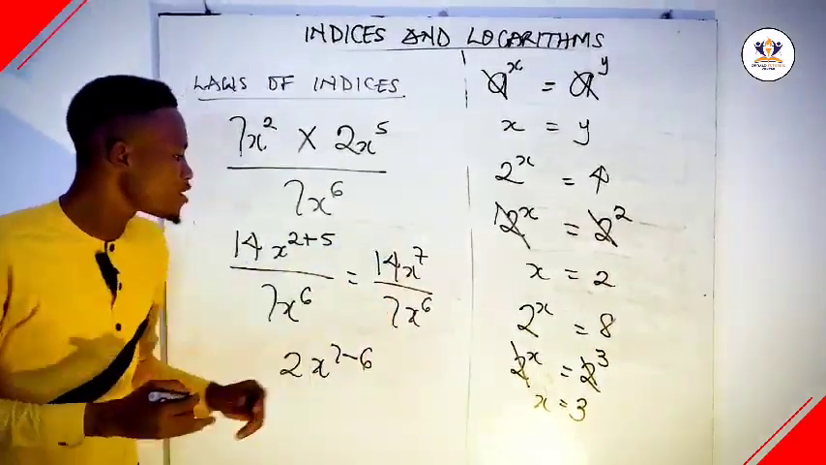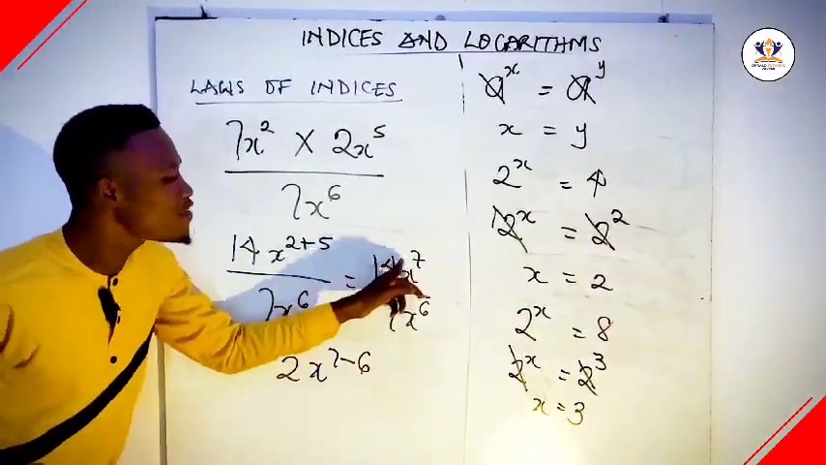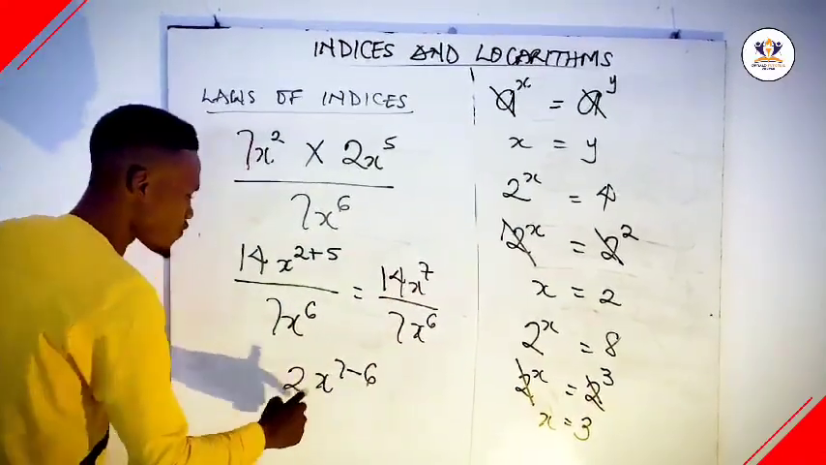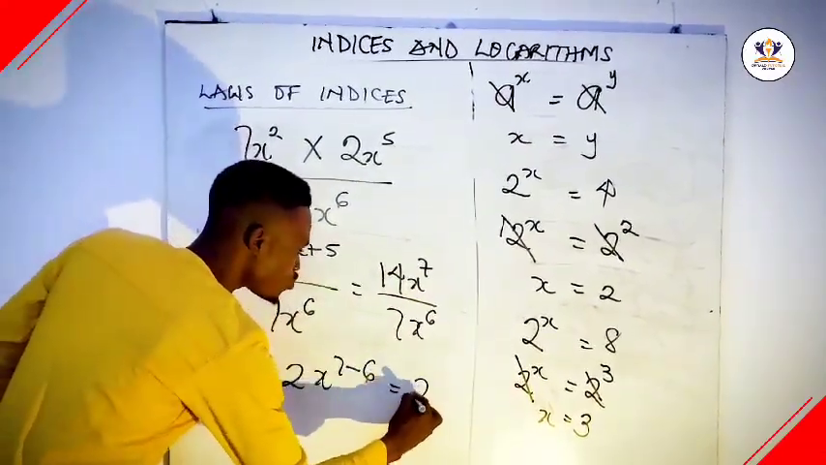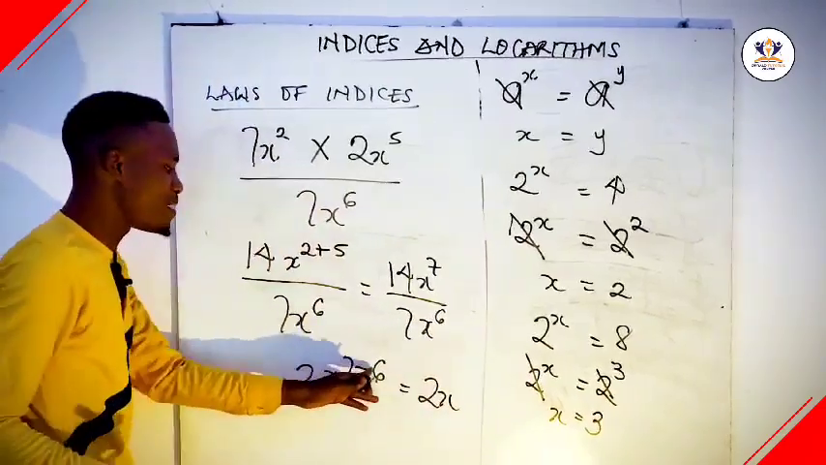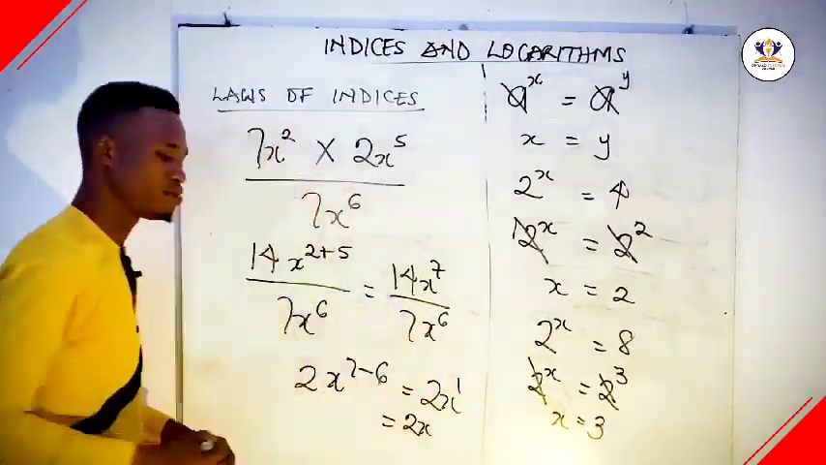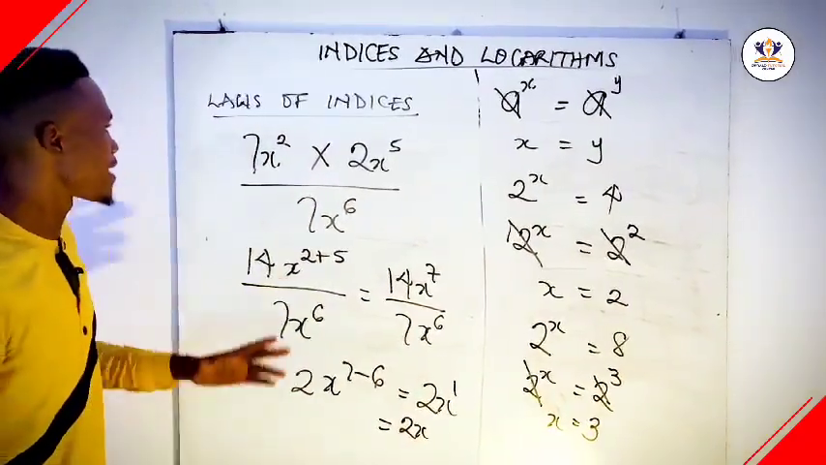Why is this 7 minus 6? Because there is a division sign between them, then you subtract the powers. So from here, we have this one equal to 2x raised to power 7 minus 6. That is 1. So the answer is what? 2x.